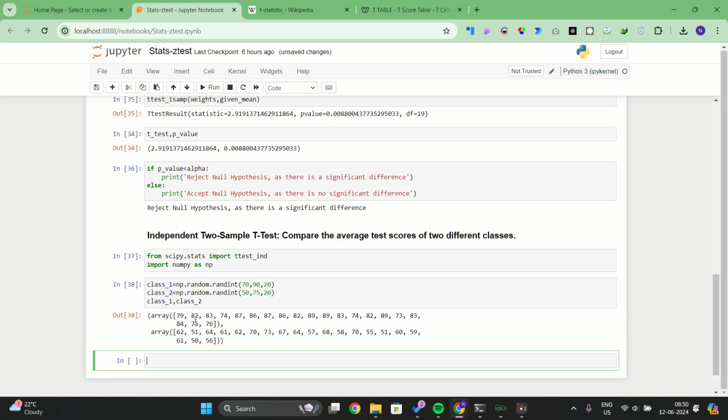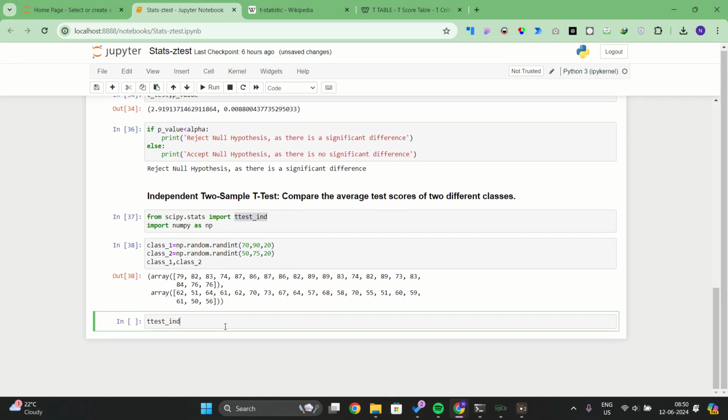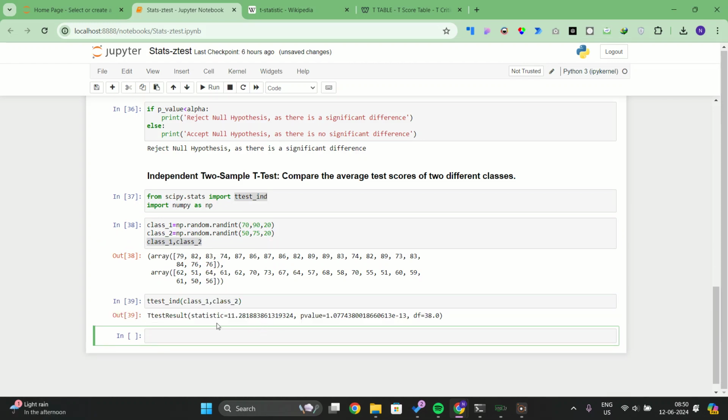So basically these are our two samples, and now we are going to compare them with the help of the t-test. And here we again have to pass the two samples, and everything else would be just calculated. So yeah, you can see the t-statistic is around 11.28, and the p-value is 1.07 e to the power of minus 13.